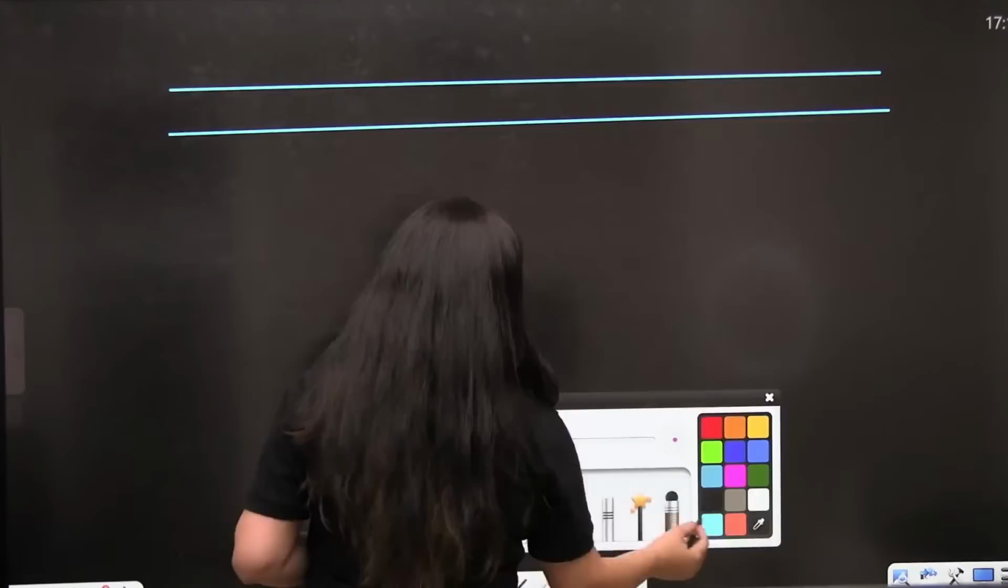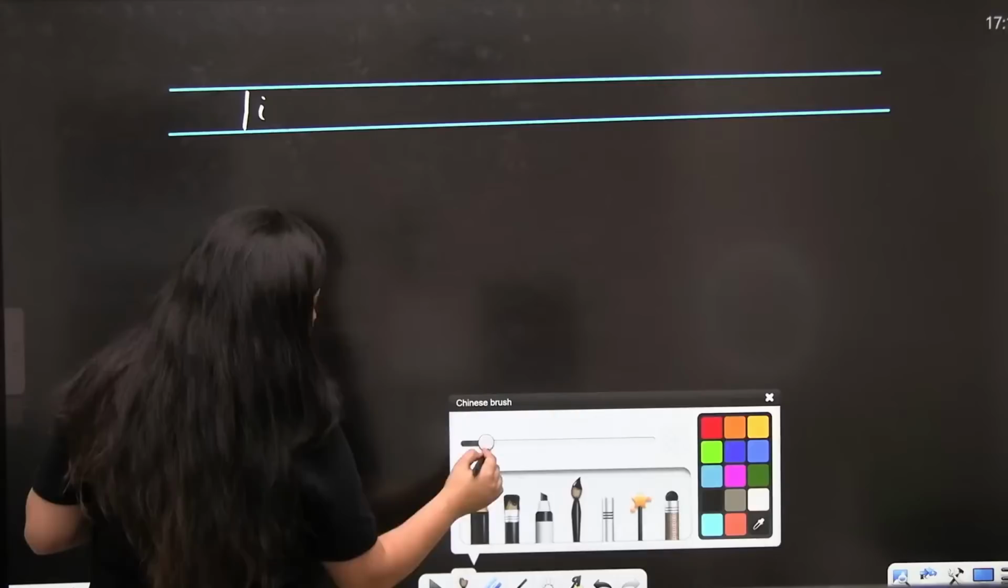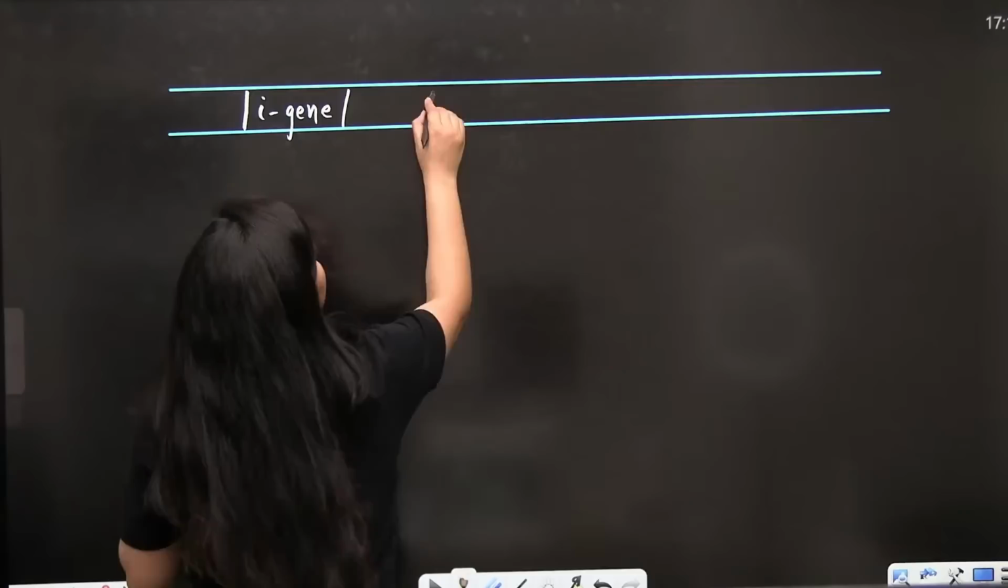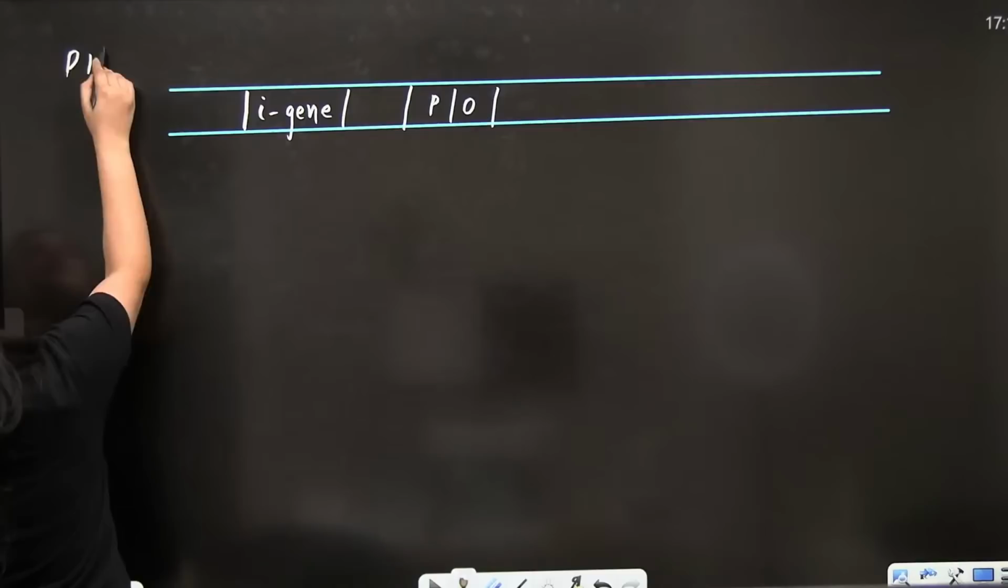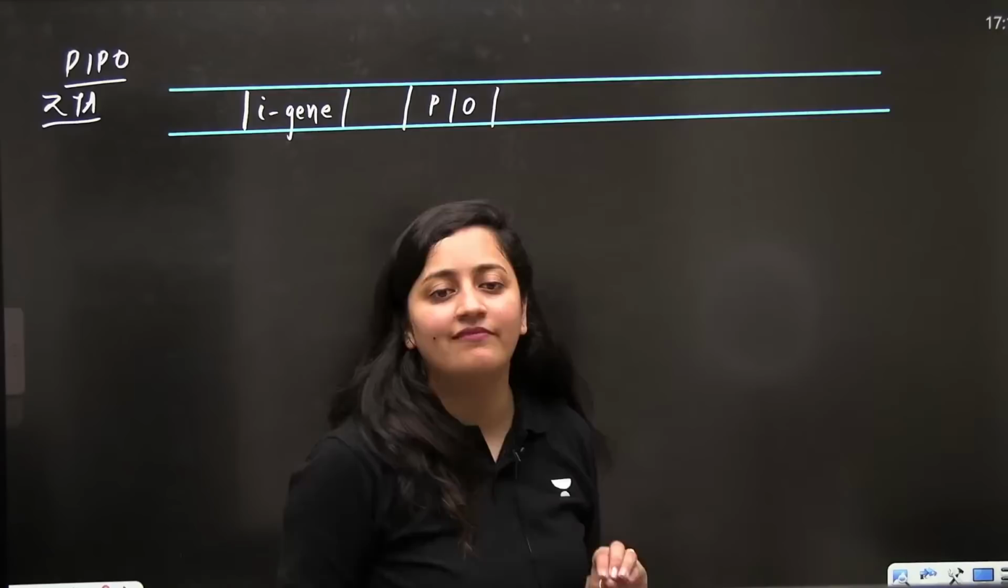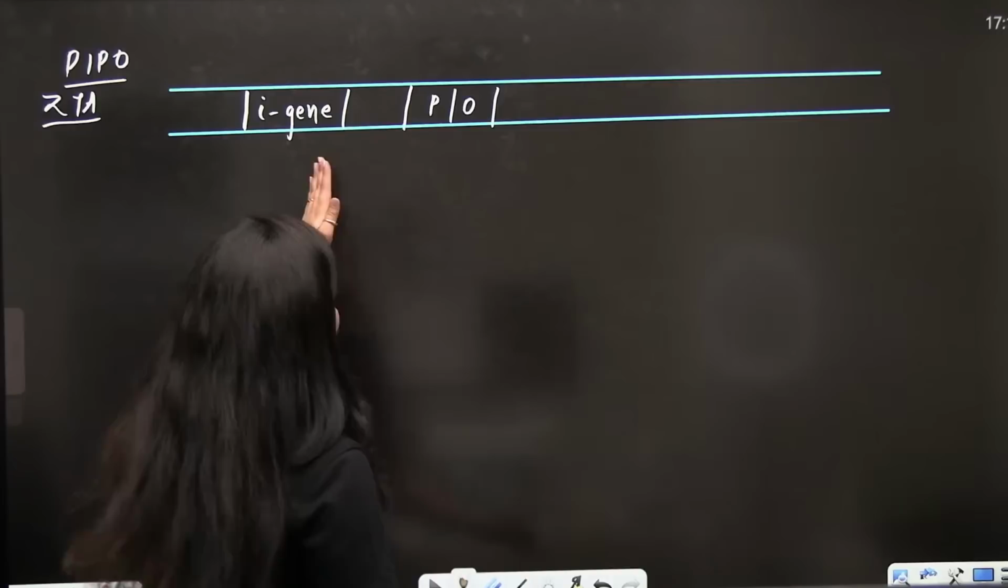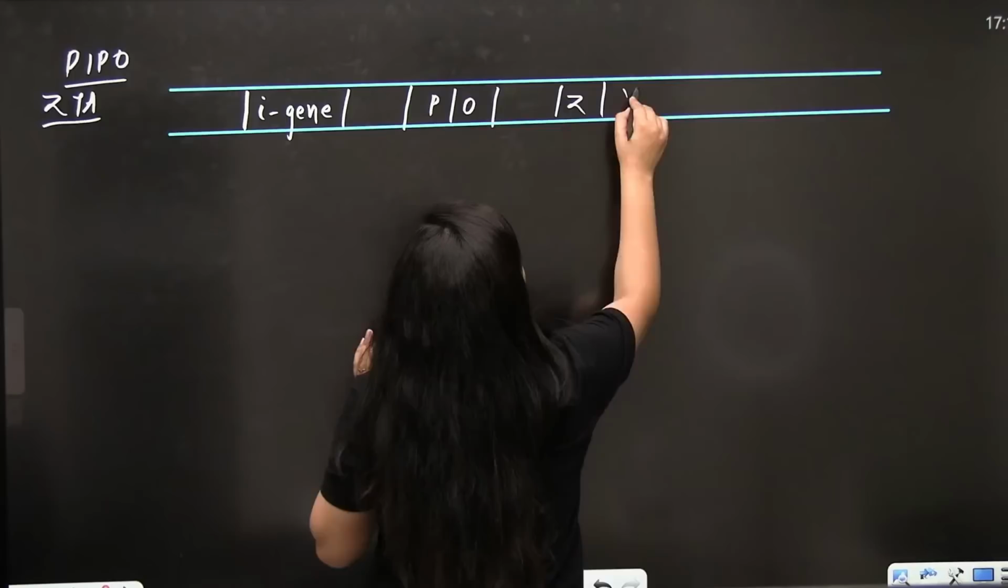So the sequence is important. As I said, the regulatory gene we are going to express with the help of this I gene. Then it is going to be P-O-Z-Y-A. This is the sequence. So, I, then P, then O, and then here we have three structural genes.